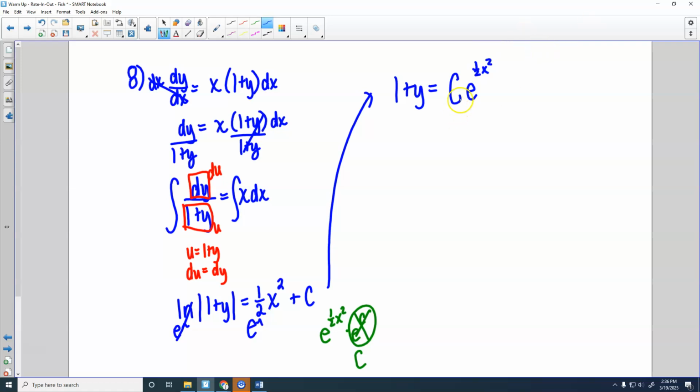Also, whenever I have that C right there, I don't need the absolute value bars anymore because that C could be positive or negative, which takes care of those absolute value bars. So then I just need to subtract 1 to get that y by itself. So y equals C e to the 1/2 x squared minus 1. I believe they gave it like this, C e to the x squared over 2 minus 1, but that's equivalent because half of x squared can also be written x squared over 2. Okay, questions?